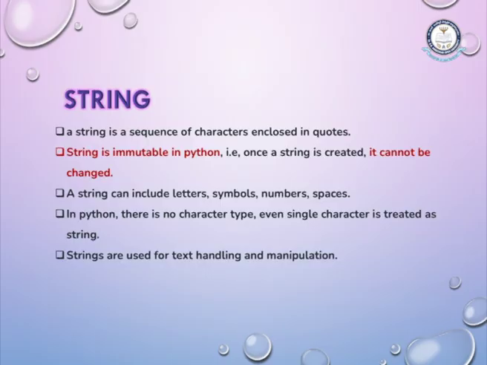Let's start with a string. A string is a sequence of characters enclosed in quotes. A string is a set of characters which is enclosed between quotes. And in Python the strings are immutable. Immutable in the sense they are not changeable. Once they are created, they cannot be changed.